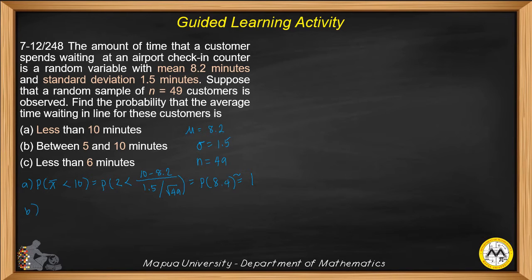And for letter B, between 5 and 10, so x bar is in between 5 and 10. So for 10 it is 8.4. So that would be P of 8.4 minus P of 5 minus 8.2 over 1.5 over square root of 49. The probability of this can be computed using your calculator and using the statistical tables as well. So it's up to you to choose what method you're going to use.